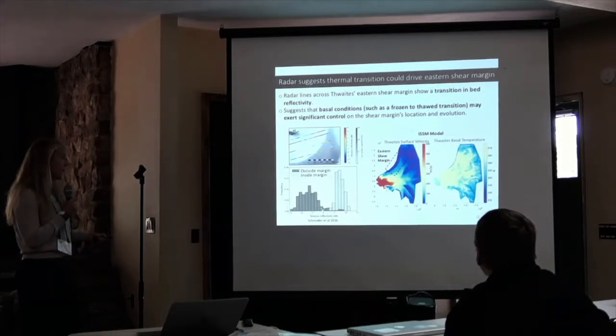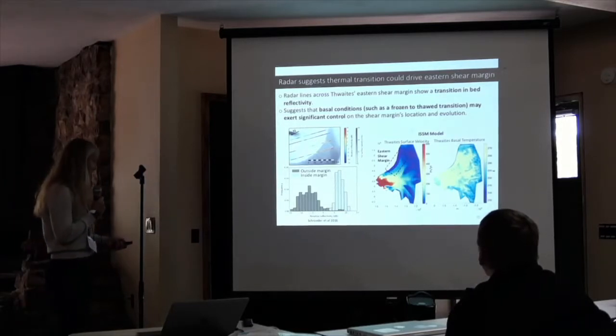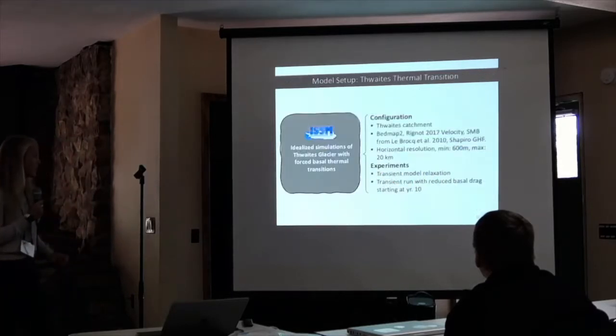And one thing that can result in these values is a temperature transition. And on the right, you can see the surface velocity from ISSM. You can see the shear margin here, and also basal temperature values.